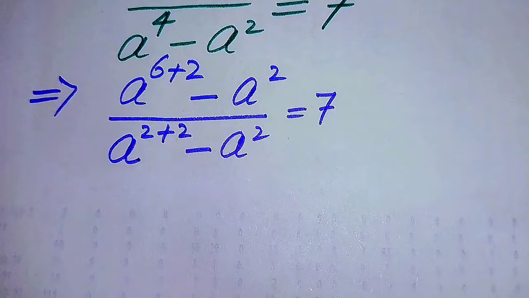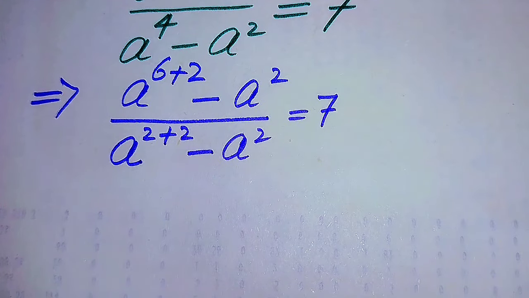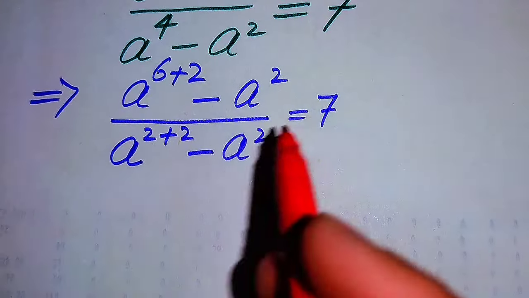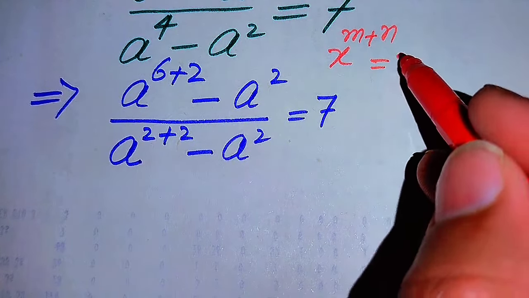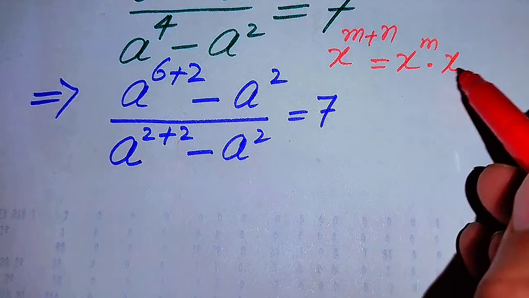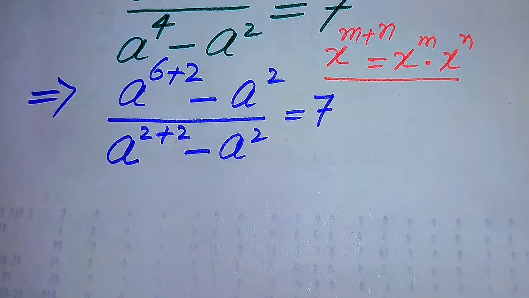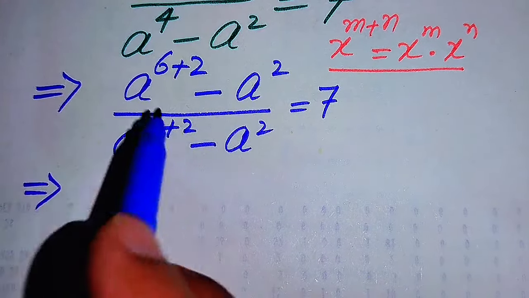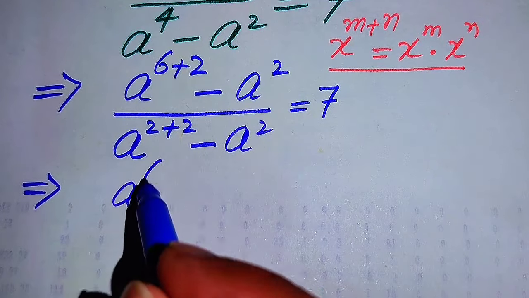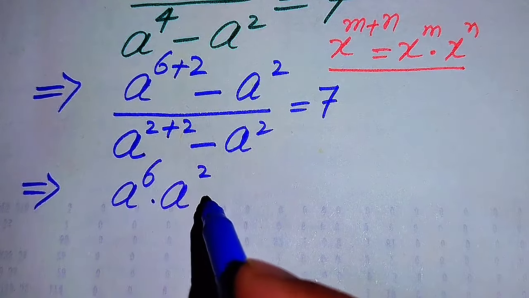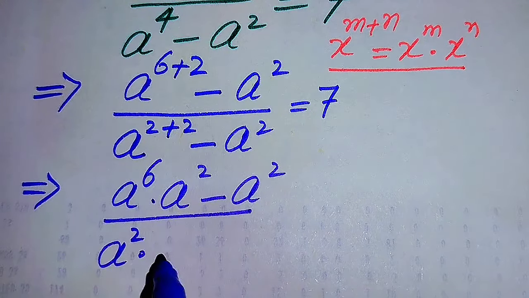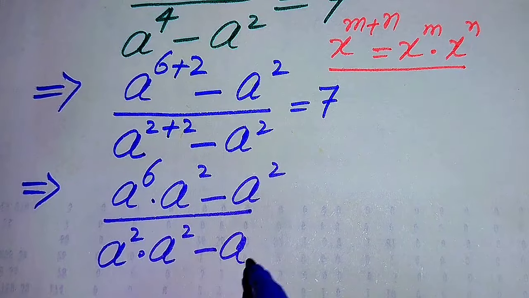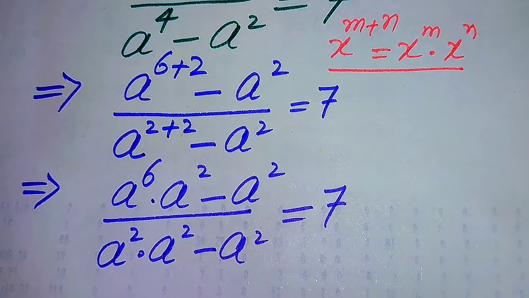Further, in the next step we need to use a nice algebraic formula. You know that x to the power of m plus n equals x to the power of m multiplied by x to the power of n. According to this rule of exponents, we write our left hand side by breaking these values: a to the power of 6 multiplied by a squared, minus a squared, divided by a squared multiplied by a squared, minus a squared, equals 7.